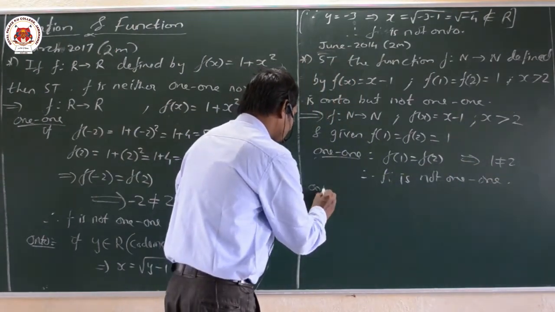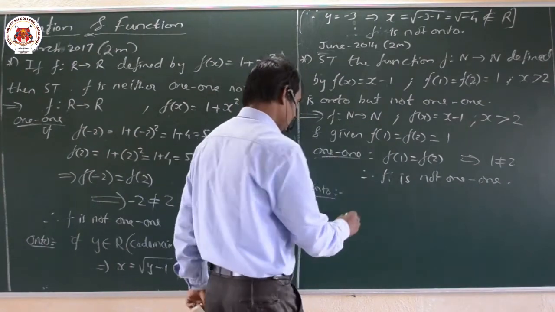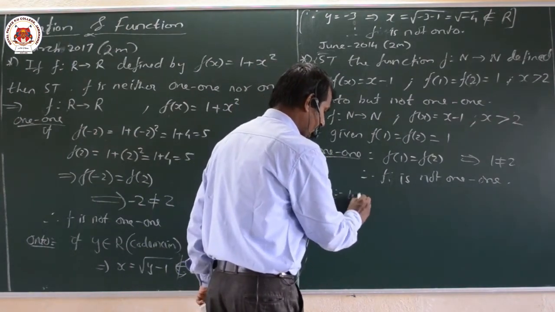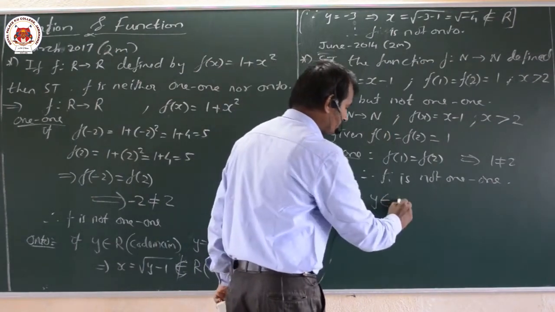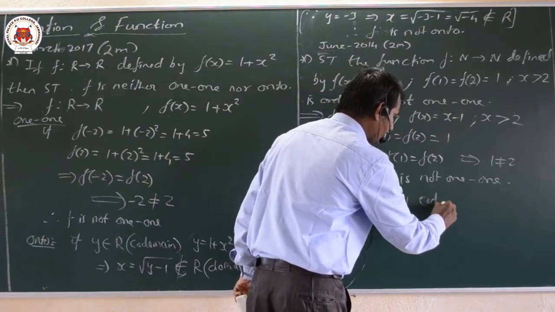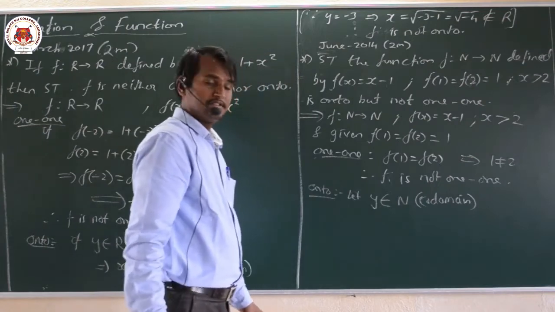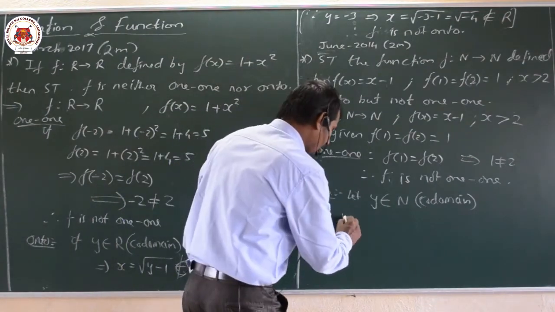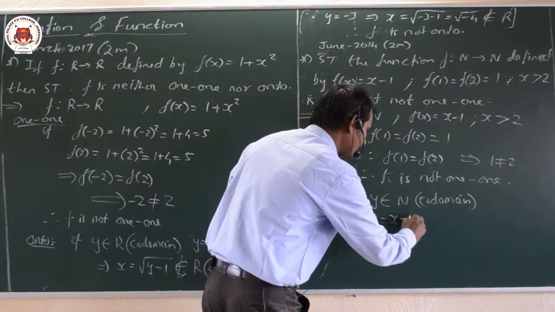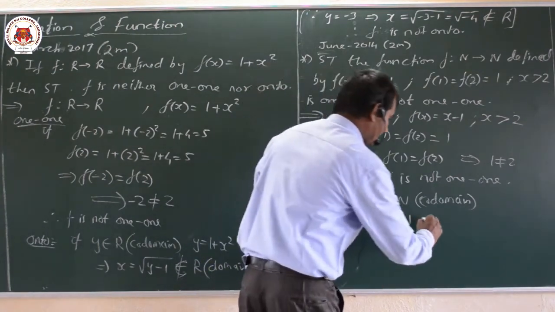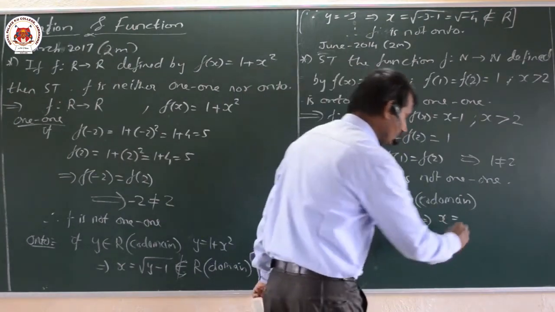Now for onto. Onto means how we can write again the same particular example. That is, let y belong to the codomain. What is the codomain here? Natural number. Y belongs to the codomain N. Then what we have? Y equal to f of x. F of x value what we have? That is equal to x minus 1. That implies x equal to what values we get? Take minus 1 on the LHS, y plus 1.